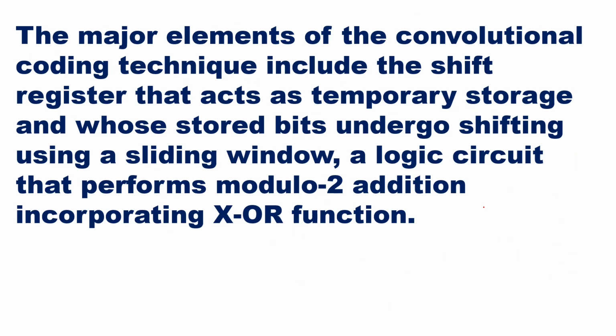The major elements of a convolutional coding technique include the shift register that acts as temporary storage and whose stored bits undergo shifting using a sliding window, and a logic circuit that performs modulo 2 addition incorporating the XOR function. So the XOR function is applied whenever you do that modulo 2 addition.